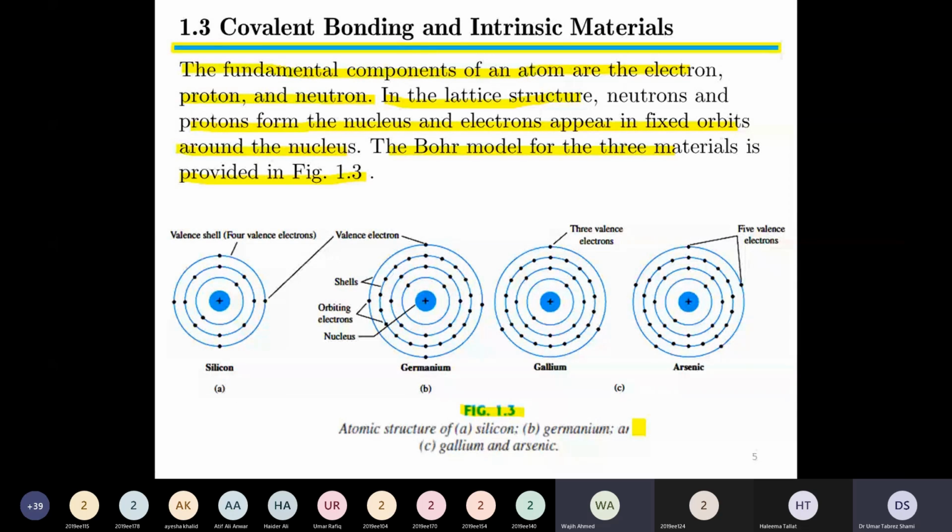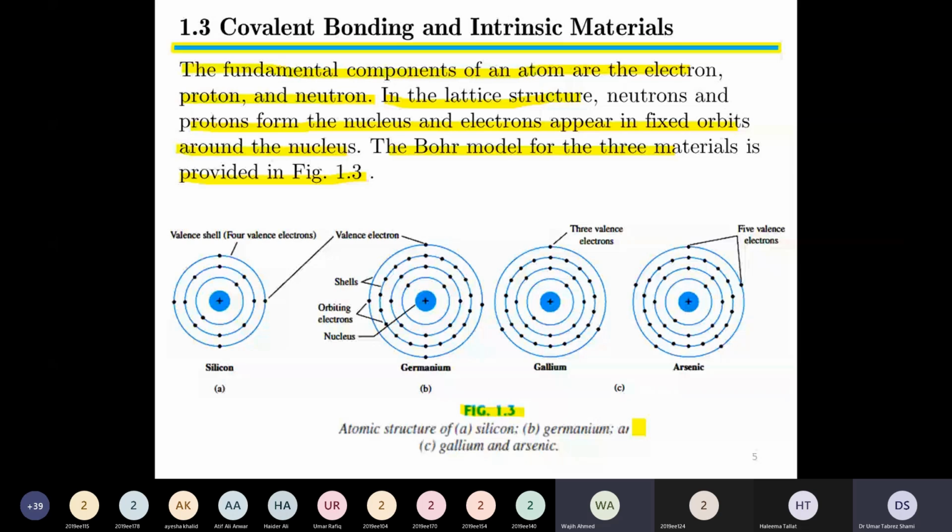These electrons are distributed in shells, and the outermost shell is called the valence shell. And for the silicon case, we will find 4 valence electrons. 4 valence electrons means that there are 4 electrons in the valence shell.